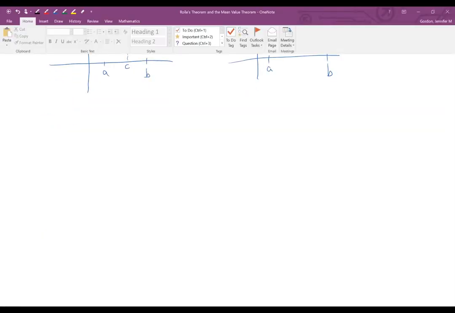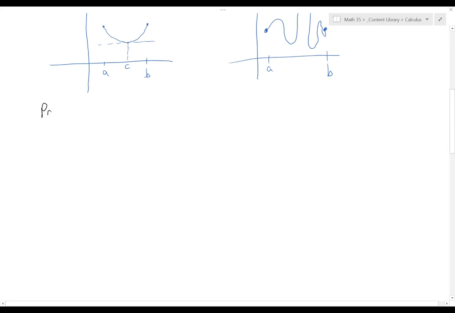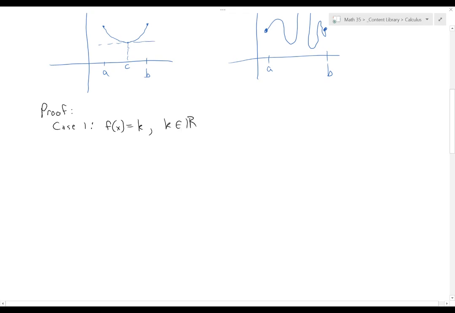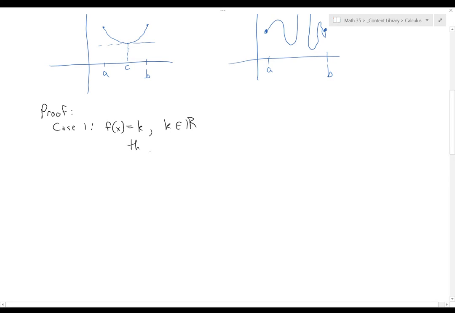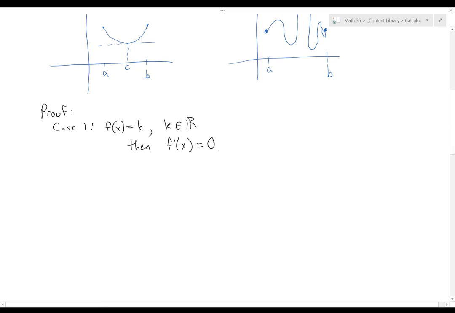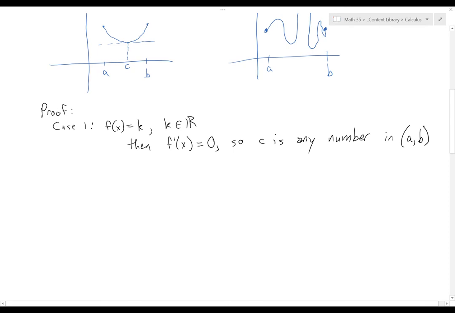Let's look at a formal sort of proof of that. So we have case one. Case one is where we have f(x) is just some constant k, where k is any real constant. Well, if that's the case, then f'(x) is just zero. So c is any number in that interval, so any number in the interval a to b. So that's the trivial case.